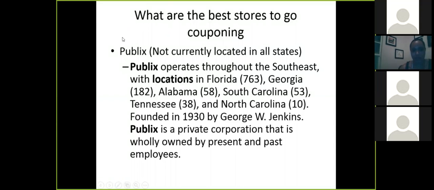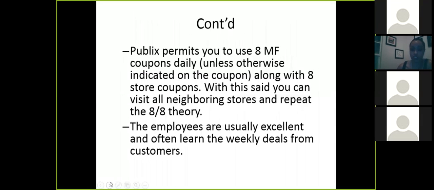Okay, so Publix. Publix was a Florida-based store initially. They operate throughout the Southeast, in Florida, Georgia, Alabama, South Carolina, Tennessee, and North Carolina. It is a private company, and it's owned by the employees, present and past. So that speaks volumes as far as how Publix treats their customers. They are amazing.